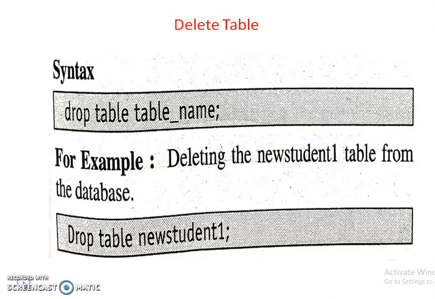Now we discuss how to perform the operation on deleting a table. So the drop table query is used to delete the table permanently from the database. Always remember, the drop table query is used to delete the table permanently from that particular database. So the syntax is here: drop table, table name. For example, deleting the new student 1 table from the database. So drop table new student 1. This is the syntax, and this is the example of deleting the table.